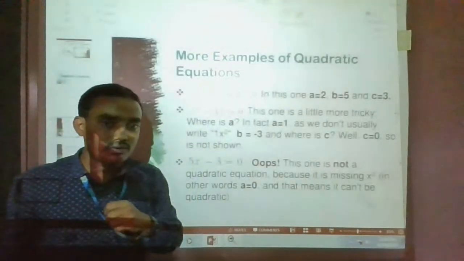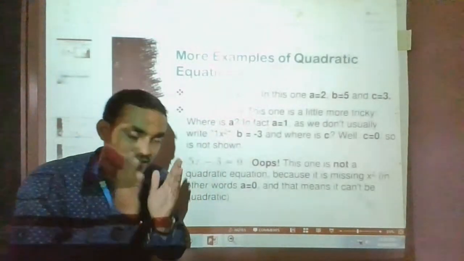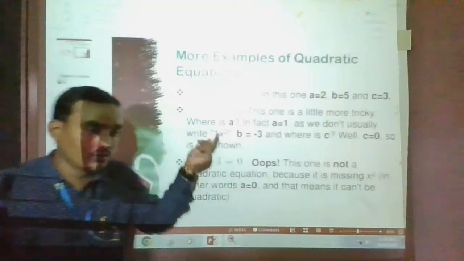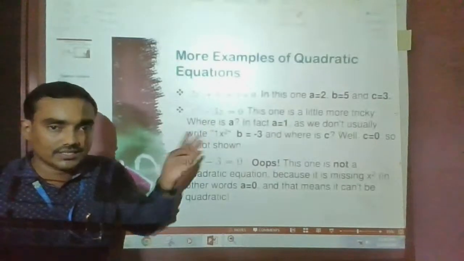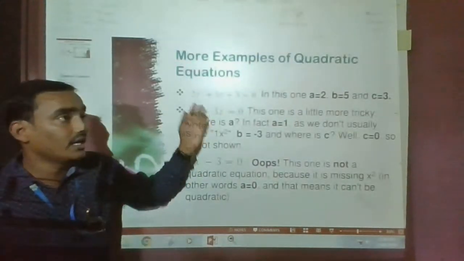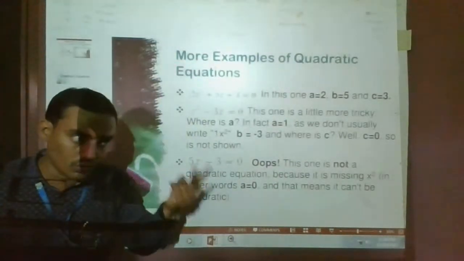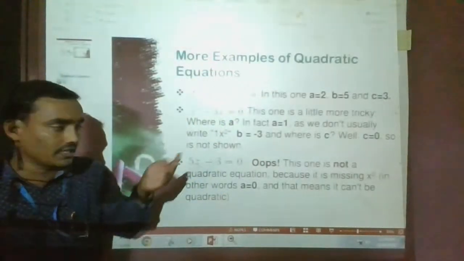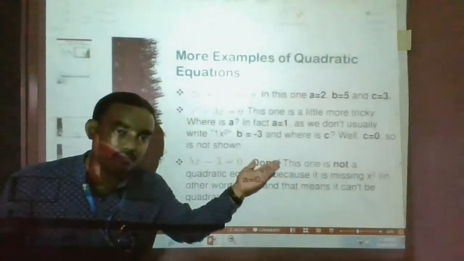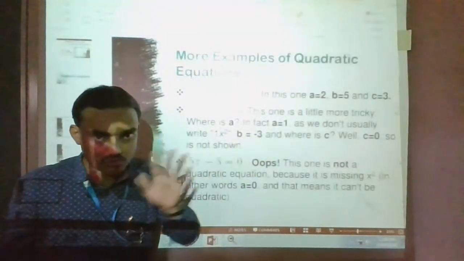And what is the c value? If there is no number, you have to consider the c value as 0. So it is also a quadratic equation. To check whether the given equation is quadratic or not, you have to check the degree. If the degree is 2, not more than 2 and not less than 2, then it is a quadratic equation. The general form is ax square plus bx plus c is equal to 0.